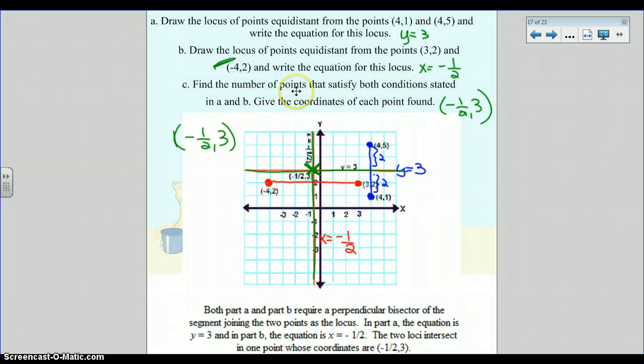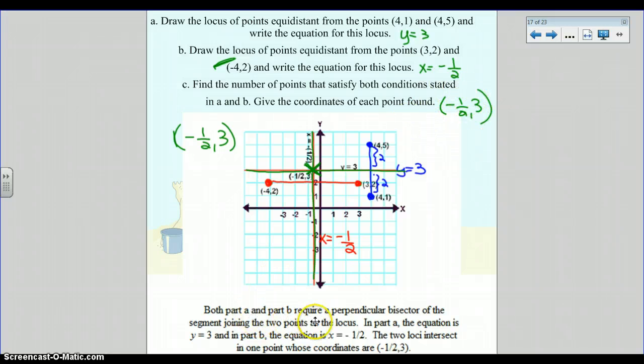Part C asks to find the number of points that satisfy both conditions stated in A and B and give the coordinates of each point found. So we extended this line, the green lines are our loci. Where they intersect is at this point, so this is the solution to the given conditions.